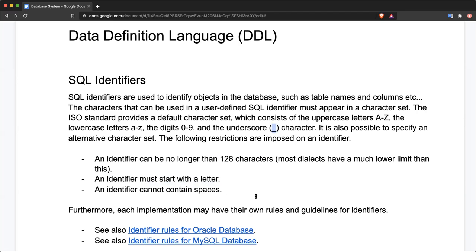There are also some other implementation-dependent rules and guidelines to name the database objects, or identifiers. So you may want to see the rules for the Oracle database or the MySQL database. Each may have their own set of rules and guidelines on how to name the identifiers.